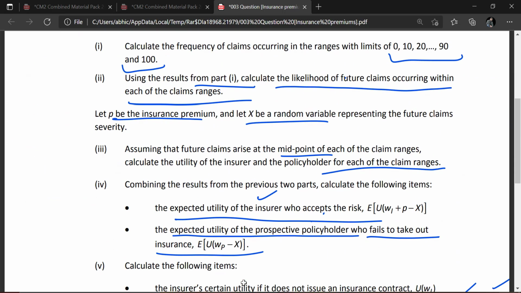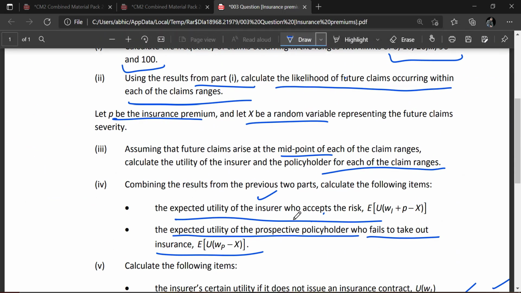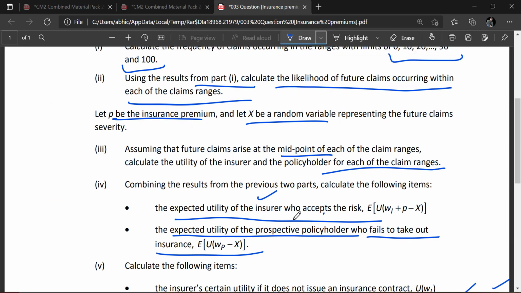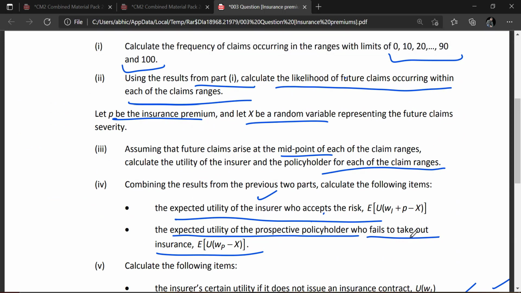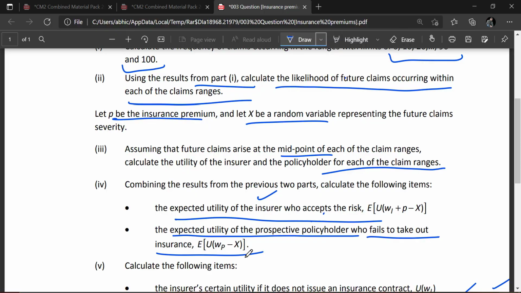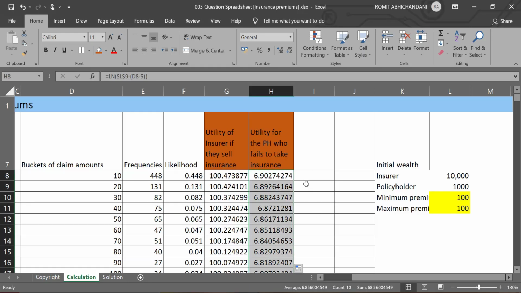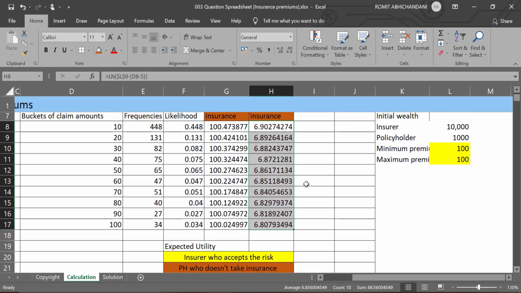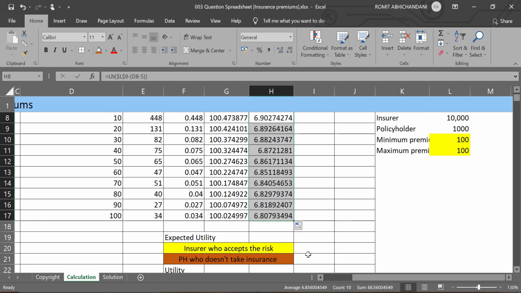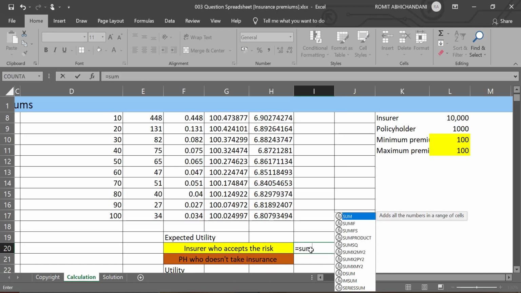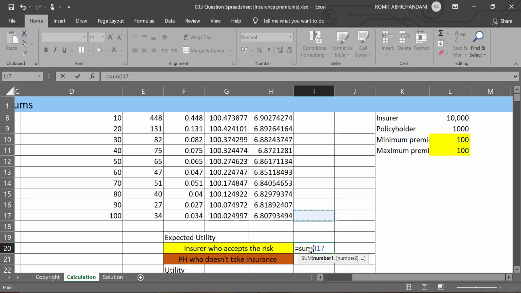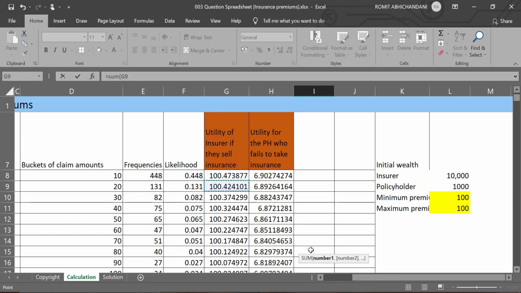Now in the next part they are saying you have to find the expected utility of the insurer who accepts the risk and the expected utility of the prospective policyholder who fails to take out insurance. Okay, so in both the cases, the way to find the expected utility is simple. For the insurer who takes the risk, what will you do? You will just apply a sum product. Basically you will just multiply their utilities with the probabilities and add it up, right?